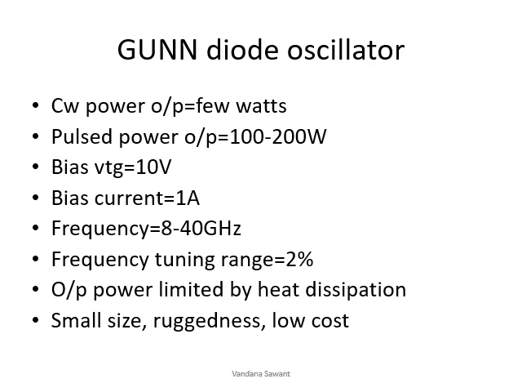The continuous power output is a few watts. The pulse power output is 100 to 200 watts. Bias voltage required is 10 volts. Bias current is 1 ampere. The frequency it can output is 8 to 40 gigahertz. Frequency tuning range is 2%. Output power is limited by heat dissipation, as I told you. We always use a heat sink with the device. The advantages are small size, ruggedness and low cost.